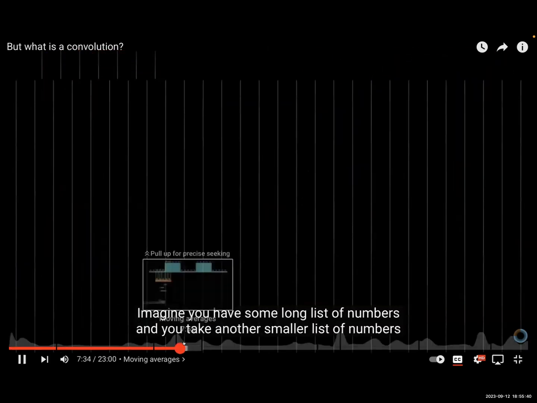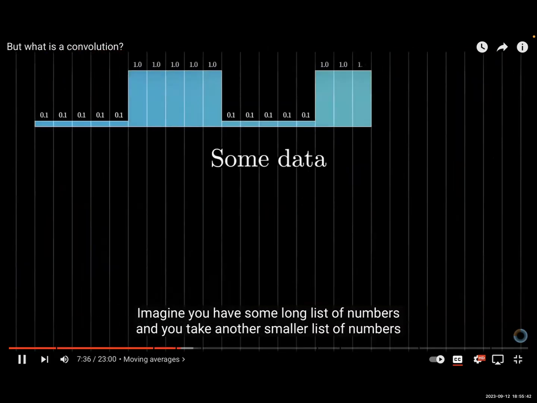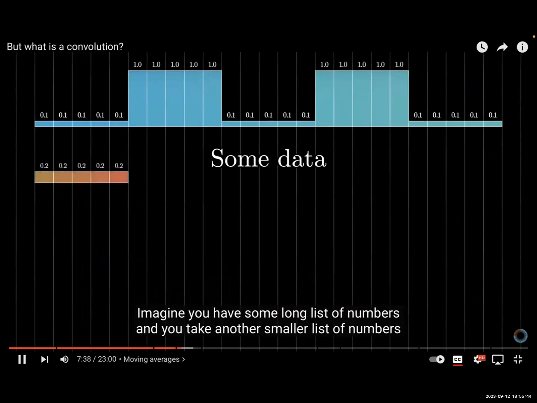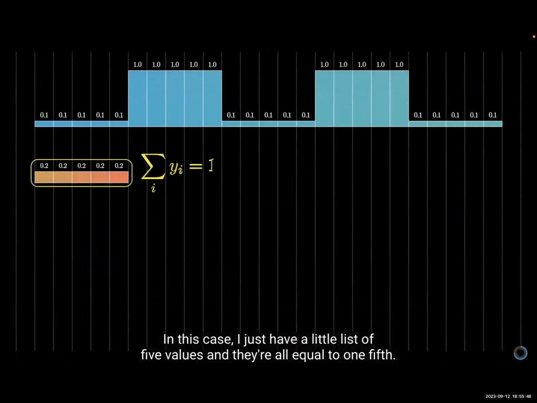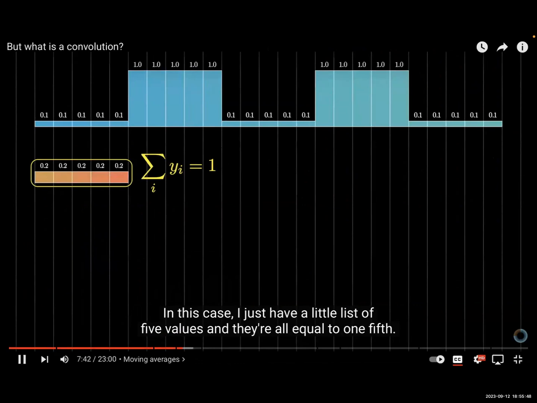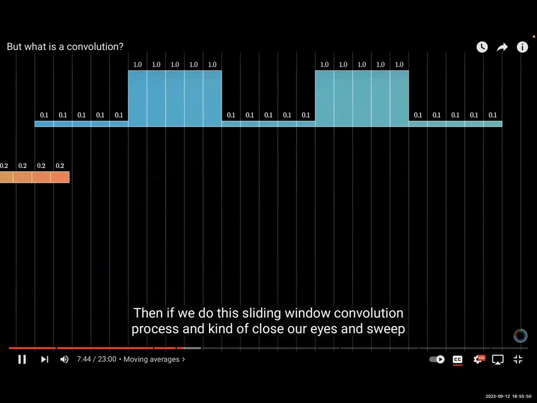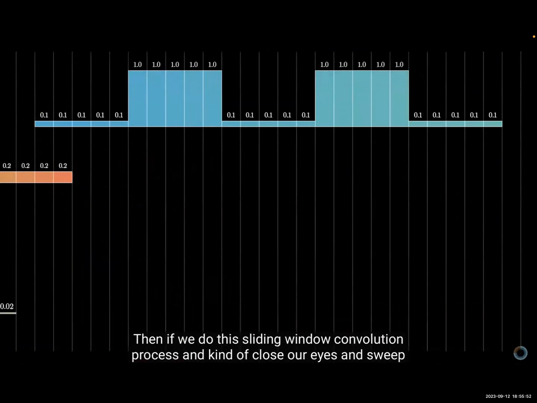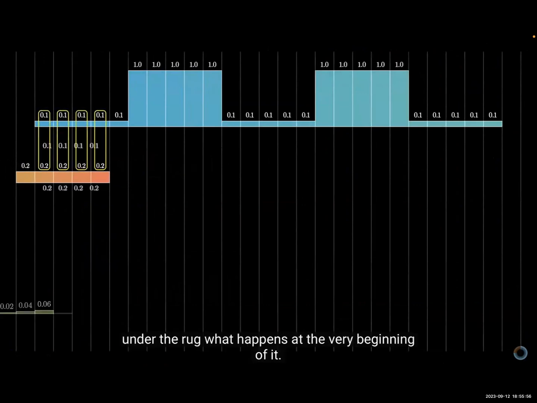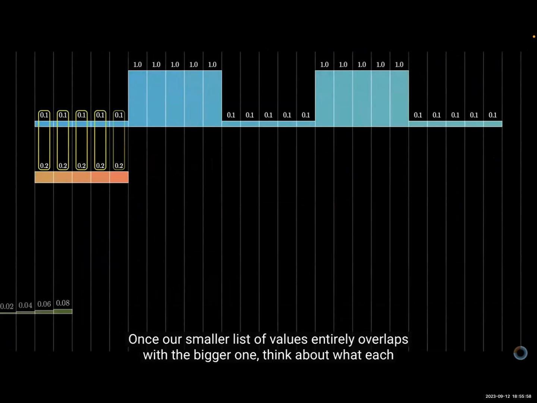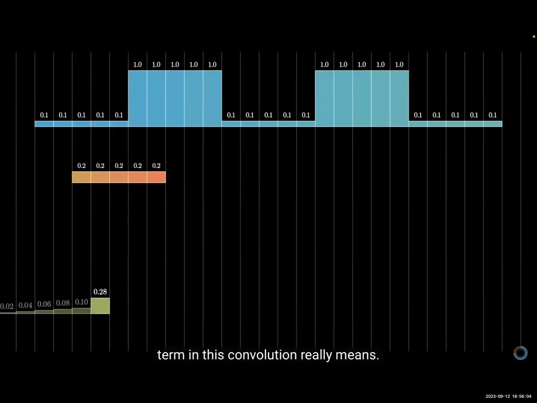No average. Imagine you have some long list of numbers, and you take another smaller list of numbers that all add up to 1. In this case, I just have a little list of 5 values, and they're all equal to 1/5. Then if we do this sliding window convolution process and sweep under the rug what happens at the very beginning, once our smaller list of values entirely overlaps with the bigger one, think about what each term in this convolution really means.